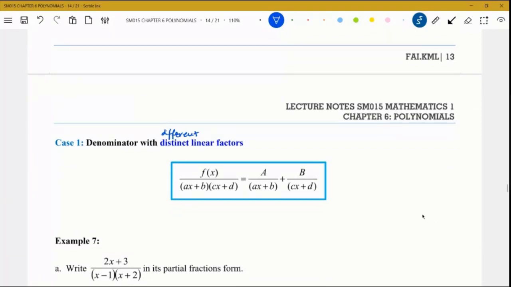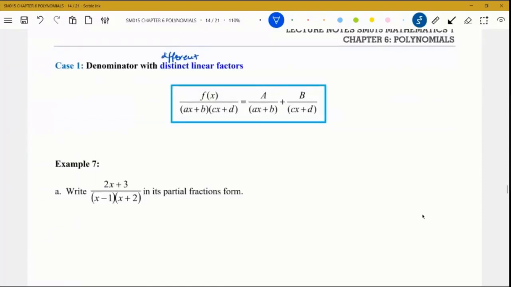Okay. So f(x) over ax plus b, cx plus d. So we have 2 different linear factors. So kita akan wujudkan A over first linear factor plus B over second linear factor. Kalau ada 3 linear factors, maksudnya kena tambah lagi lah. Plus C over another factor. Okay, so tengok berapa banyak factors yang kamu ada. So dekat sini ada 2, kita akan wujudkan A dan B. Kalau ada 3 pada bahagian bawah, dia akan jadi A plus B plus C. Kalau ada 4, 4 lah kamu akan wujudkan.